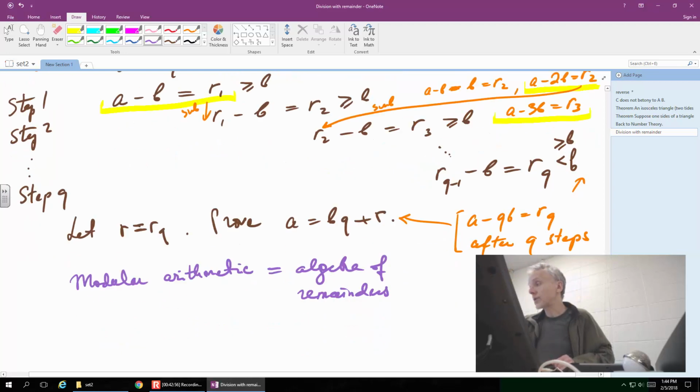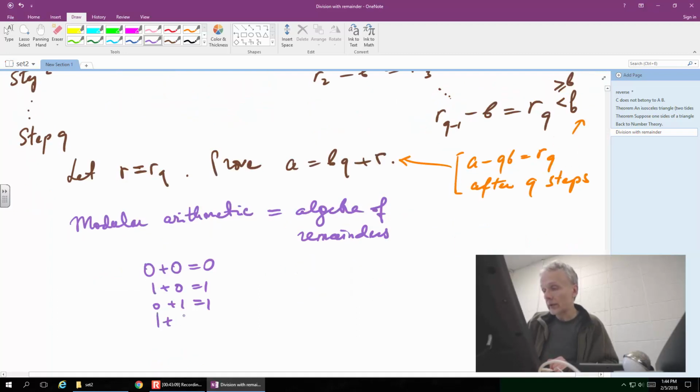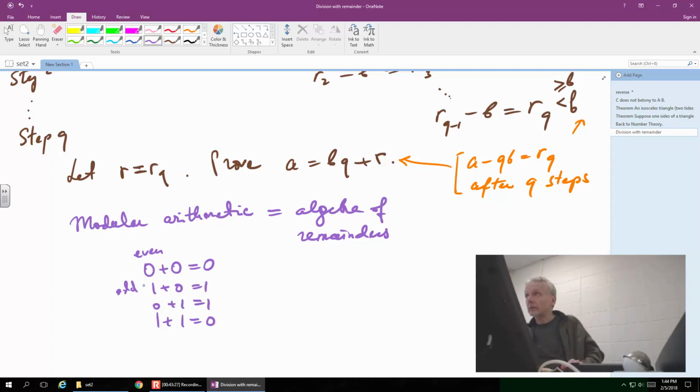So we already saw something like that when we did logic. For example, 0 plus 0 is equal to 0, and 1 plus 0 is equal to 1, 0 plus 1 is equal to 1, but 1 plus 1 is equal to 0. Right, so this is entirely about even and odd, and we already know the rules between them. So even plus even is even, but odd plus even is odd. Odd plus odd is even. But what is it? It's simply about what you do with arithmetic with remainders of division by 2.